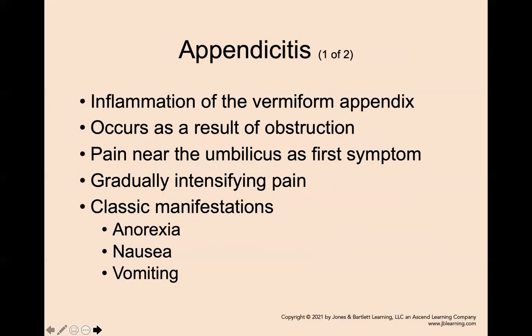Our old friend appendicitis, again, common in folks 10 to 19, but anyone can have it. It is the inflammation of the vermiform appendix. It occurs usually as a result of an obstruction. The obstruction causes edema around the appendix, and it basically obstructs the appendix, so it needs to be removed. There's pain near the umbilicus as the first symptom, and the pain gradually intensifies. It does not usually come on suddenly. Classic manifestations include anorexia, nausea, or vomiting.